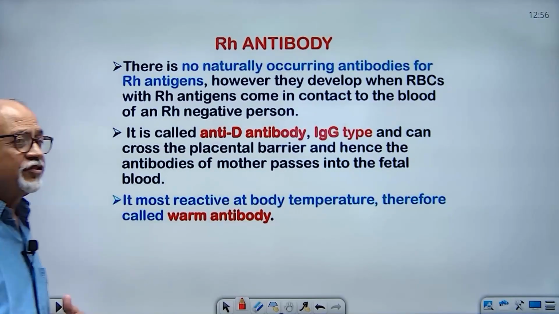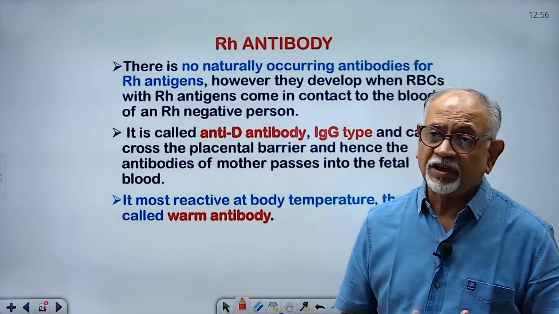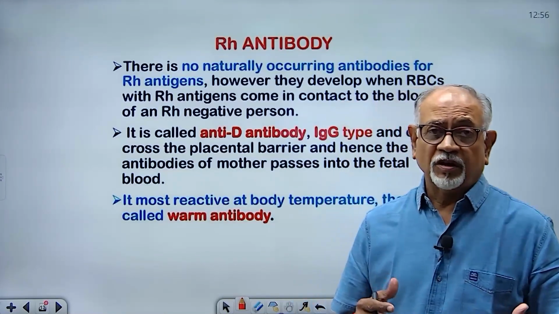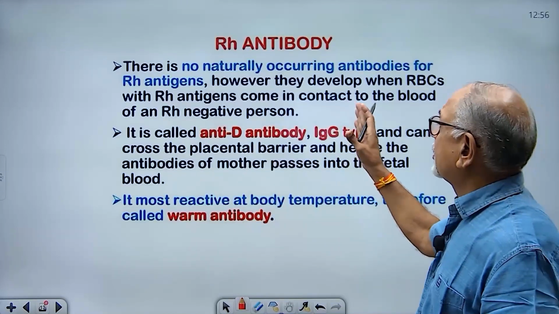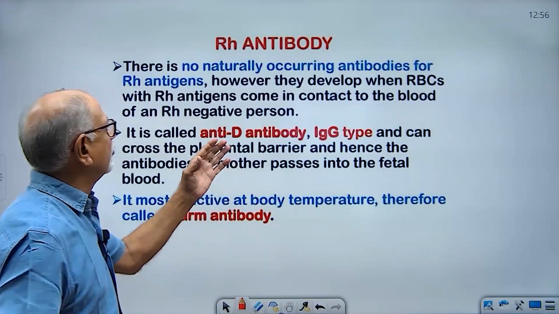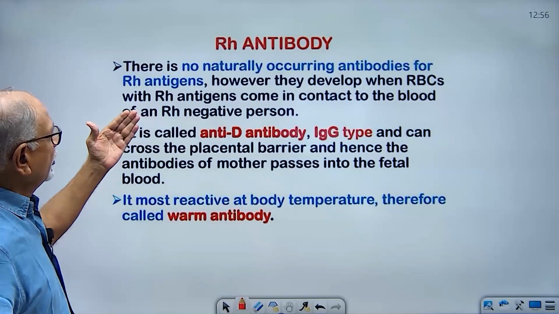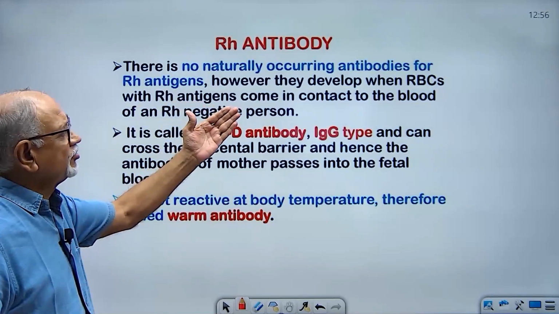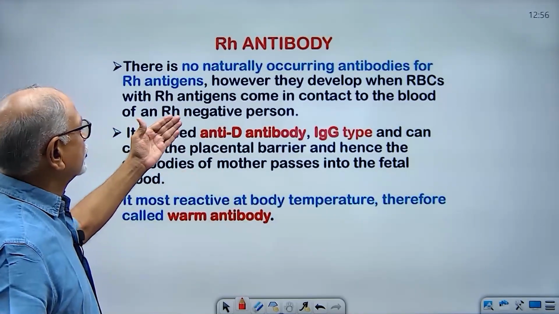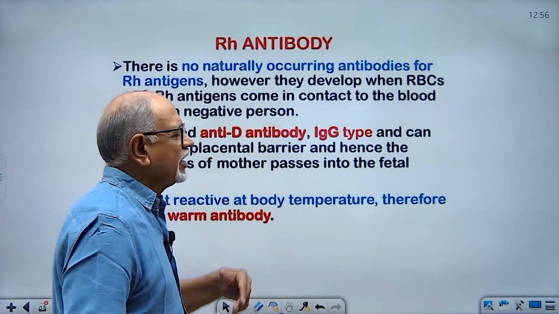Now, how is it different from the ABO system? We have seen in the ABO system that there are naturally occurring antibodies present in the plasma. But in case of RH, no naturally occurring antibodies are found in the plasma. However, they can develop when RH antigen enters into the blood of a person with RH negative blood group. So, it is called anti-D antibody.